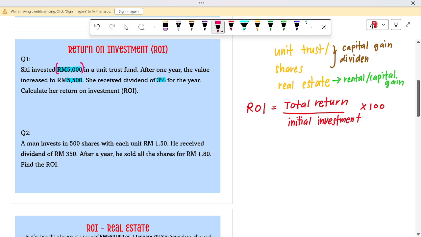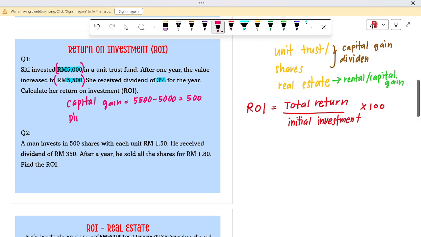This is our initial investment. After 1 year, the value increased to 5,500. So what is the capital gain here? Capital gain here will be selling price minus your buying price, your final price minus your initial price that you invested in. So your capital gain here is 500 ringgit.